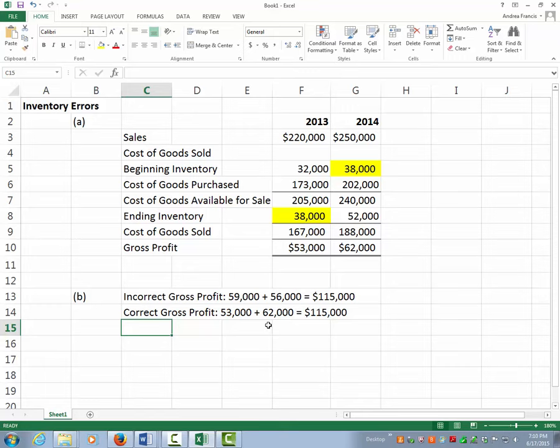But here is an important point, or maybe two important points. One, an error in ending inventory in 2013 impacts beginning inventory in 2014. And two is that if we have an error in year 1, by the end of year 2, the error would have reversed so that we cumulatively have no impact on our net income, or in this case, our gross profit.